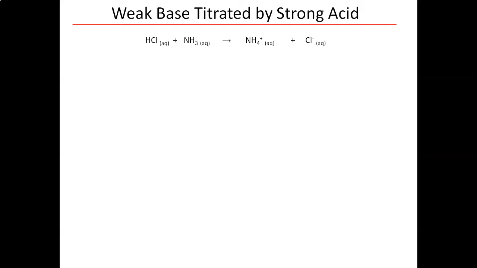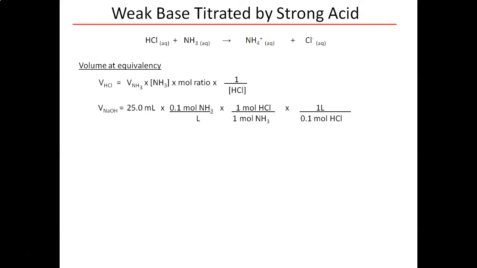Now, when we're titrating a weak base with a strong acid, I'm not going to end up with a salt plus water. I'm going to end up with ammonium ion and a chloride ion at my equivalency point. So I've added enough HCl to consume all of my NH3, and it's become NH4+. My volumetric equivalency can be determined stoichiometrically just like before.